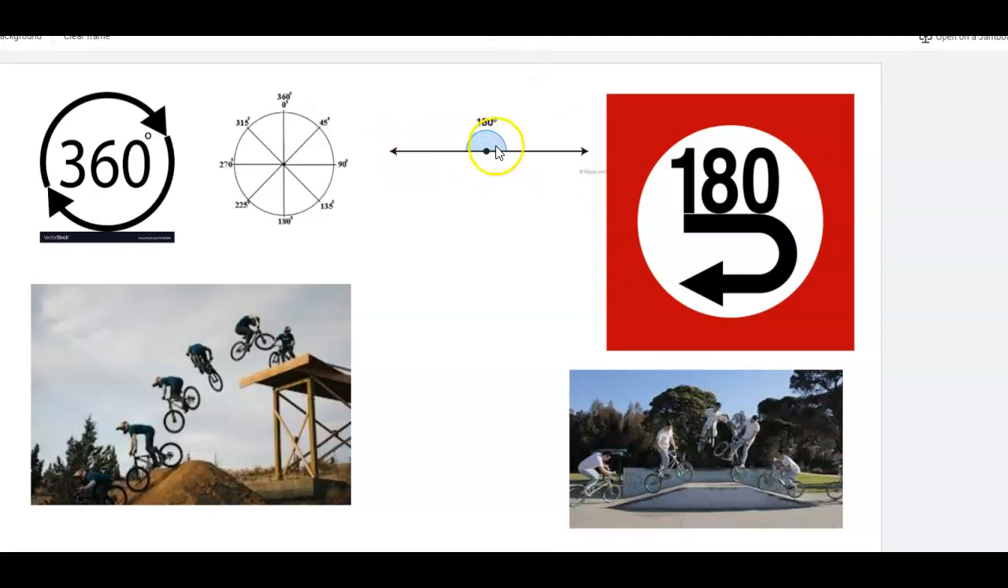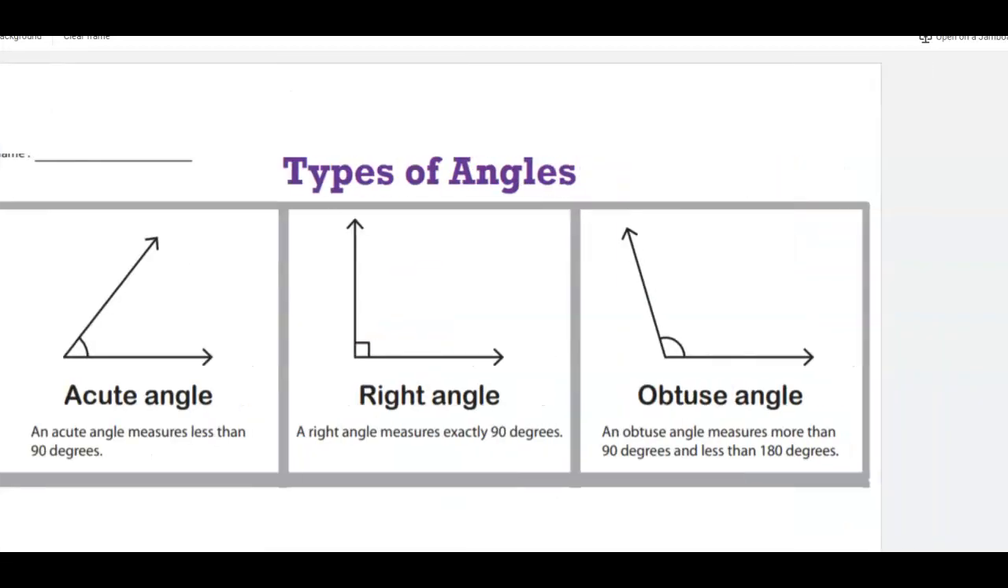Now 180 degrees is an important thing to think about as a straight line, right? We're facing this way, 180 degrees, we'd be facing that way. So think of 180 degrees as a straight line. Now once you have that 180 degrees in your head, you can start thinking about these three types of angles, okay?